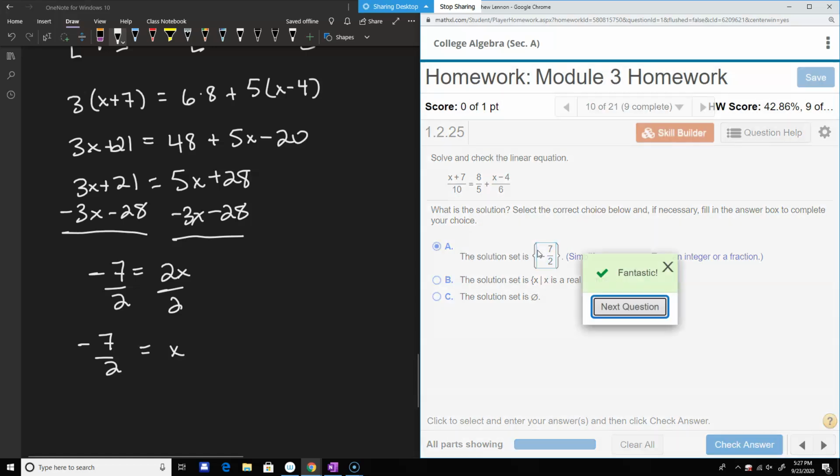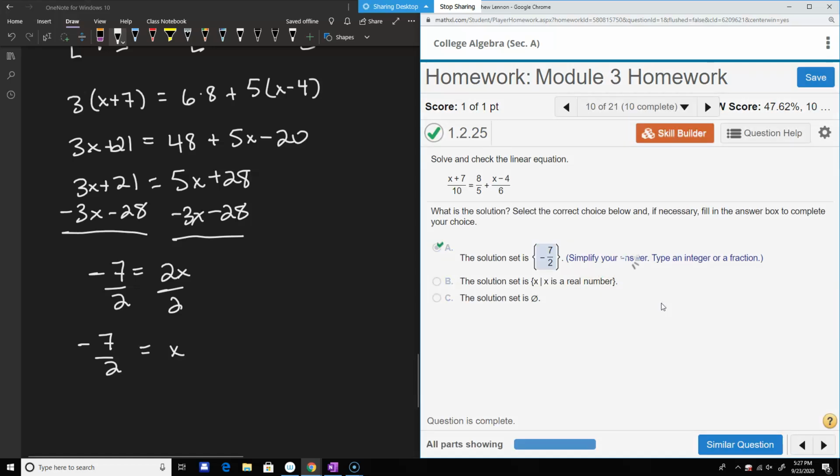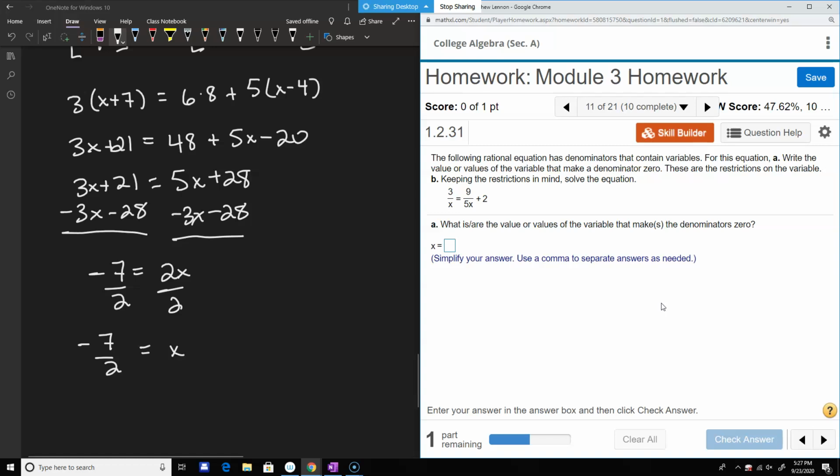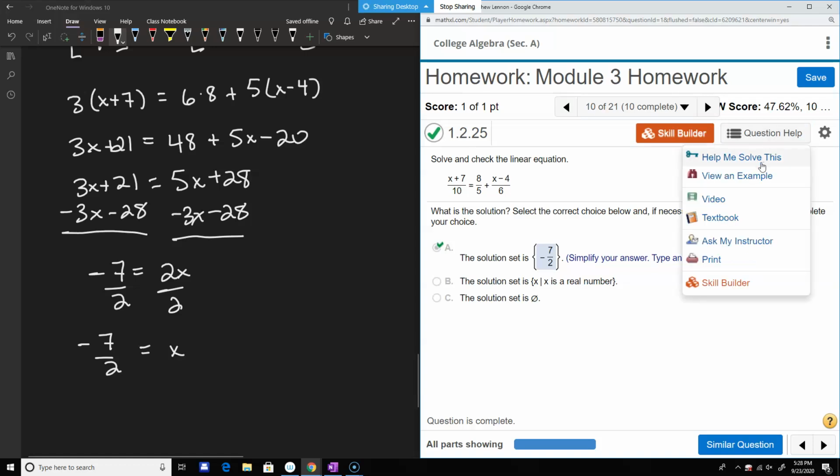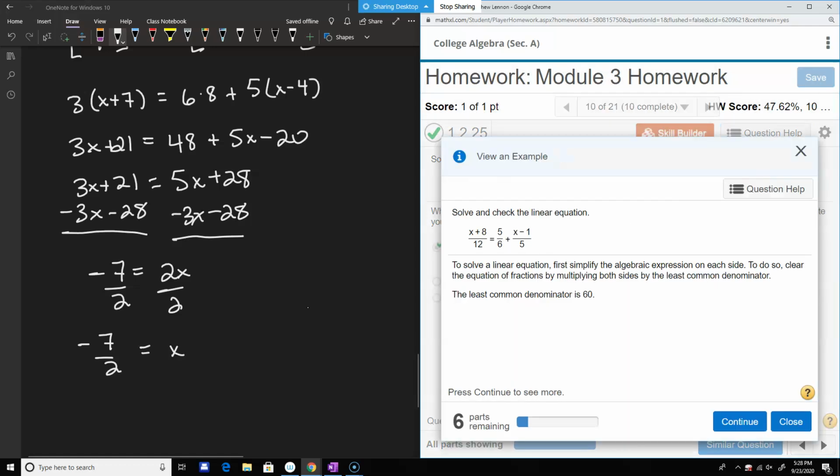Any questions there? This one looks kind of similar. Do you have your hand raised? Yes. Excuse me? Yeah, we can go through the question help if you have an example. And we can look at this problem.